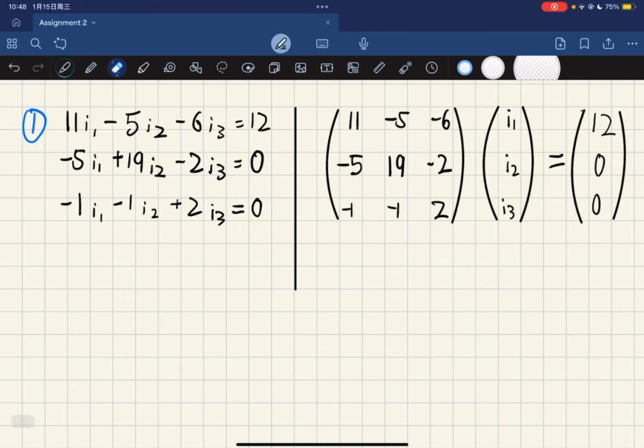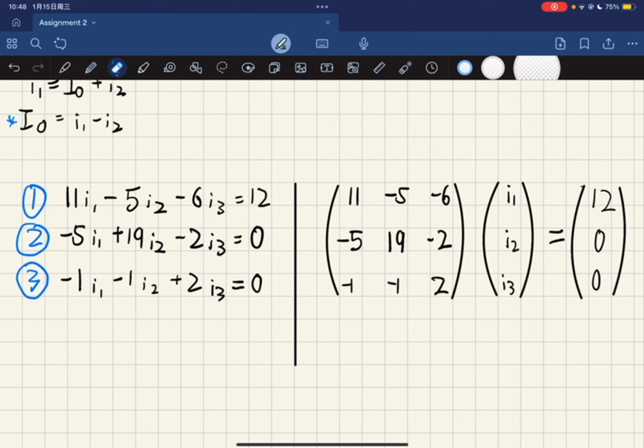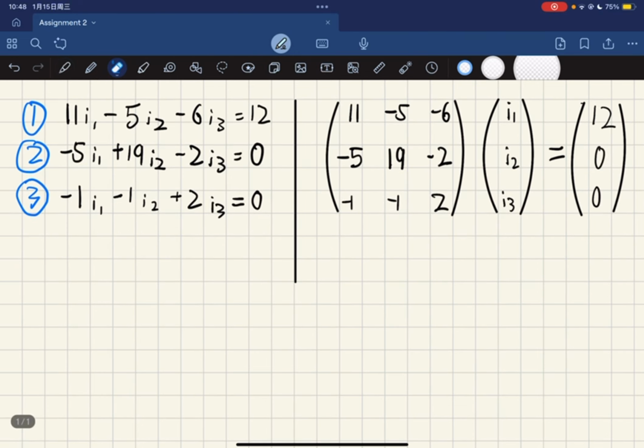After simplifying all 3 simultaneous equations, we can find that it is something like this. After that, we can rearrange them into a matrix. For example, we take all of this and then we can rearrange them over here. Put another matrix called I1, I2, and I3, and finally we get the results of 12, 0, and 0.